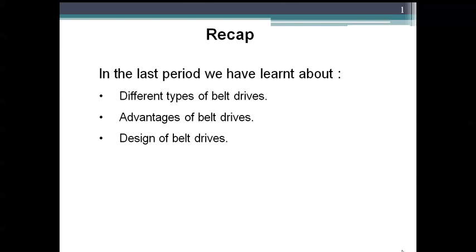So in that we have seen the design of belt drives. Next, the limitations of the belt drives have all been seen.